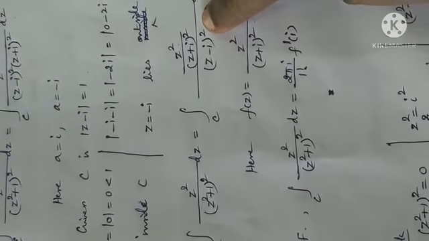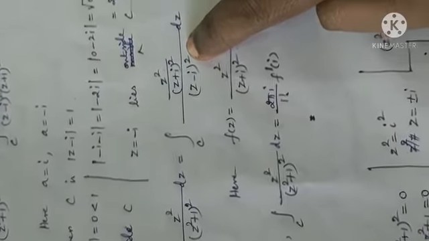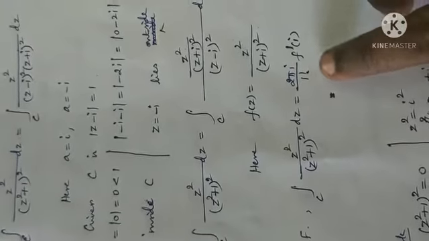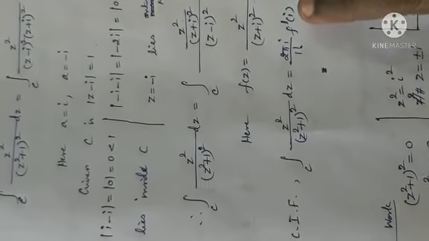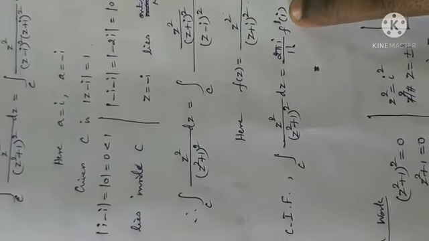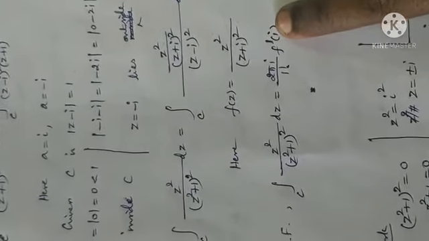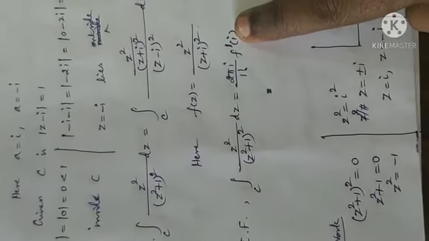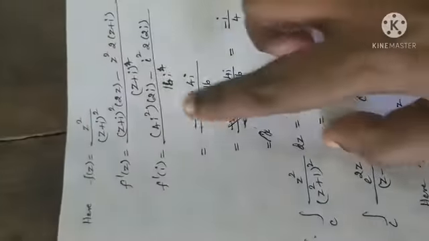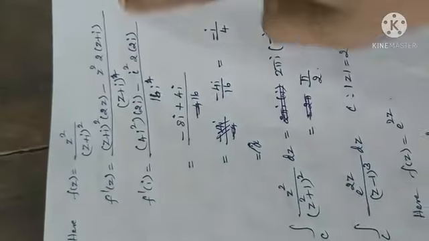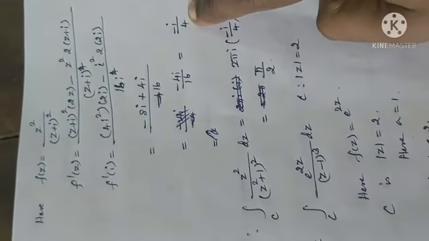So being whole square, we should use Cauchy's formula of derivatives. The value of integral is 2 pi i by 1 factorial into f dash of a, where a is i. To find f dash of i, first we have to find f dash of z. First you find f dash of z. F of z, f dash of z. Find f dash of i. Substitute in the answer, you will get final answer.